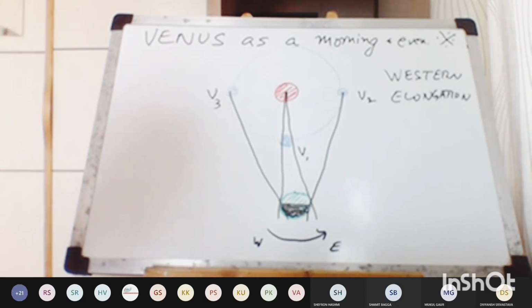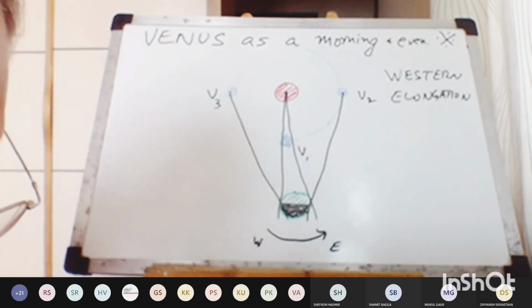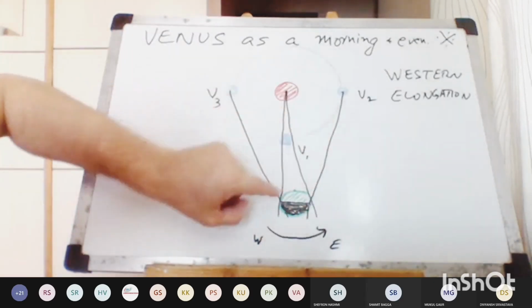I will give you another small example. The Earth is rotating like this. Imagine the globe. The Earth is rotating from west to east in this direction.